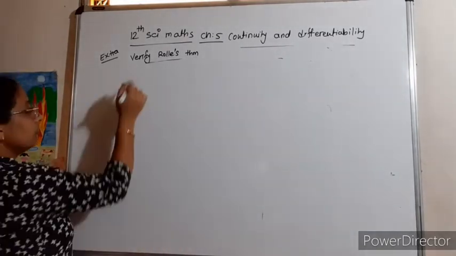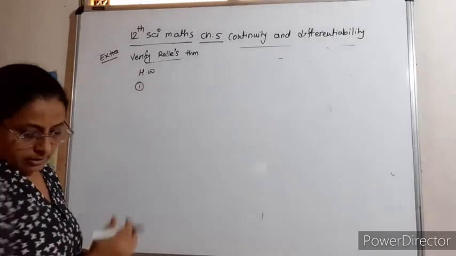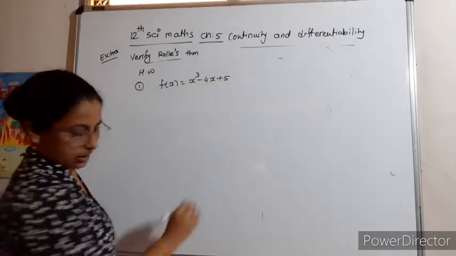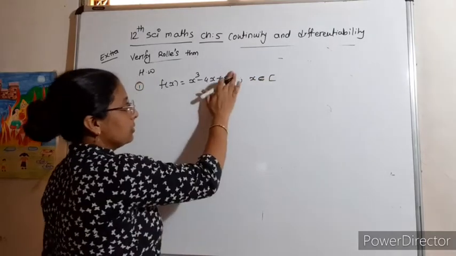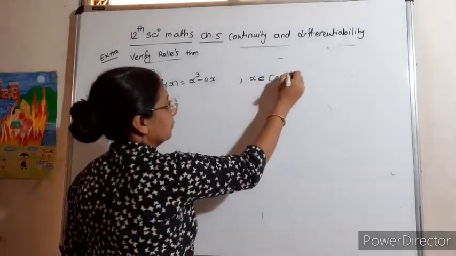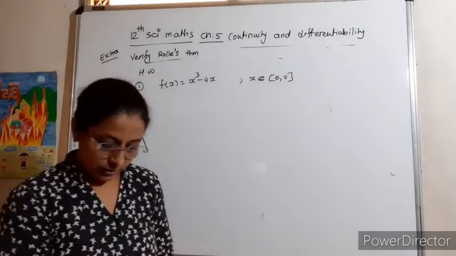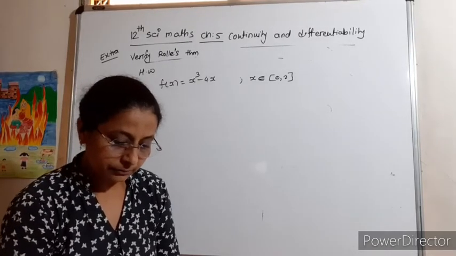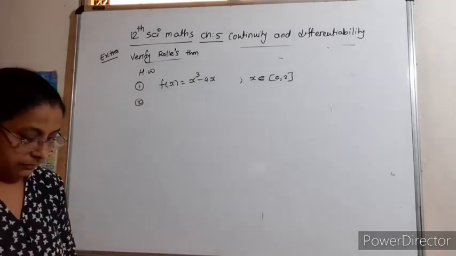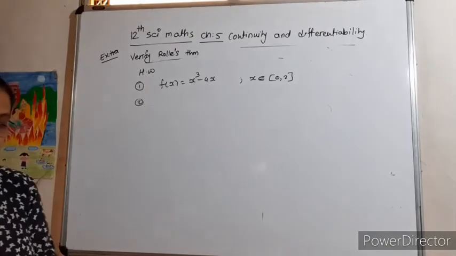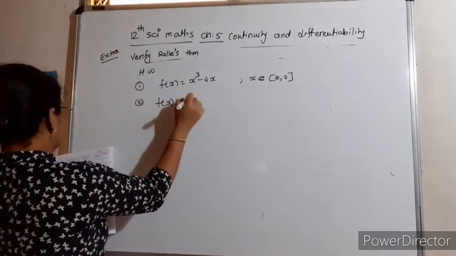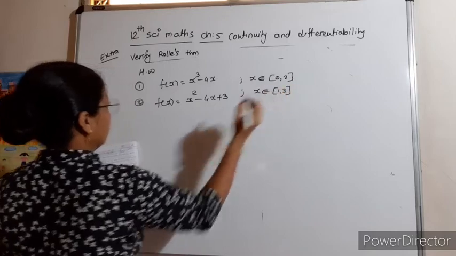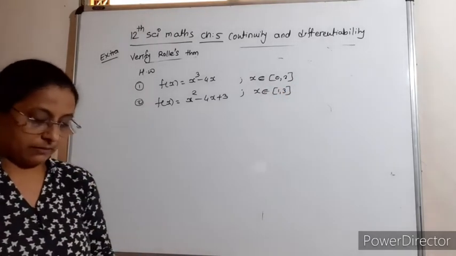Here is first, f x is equal to x cube minus 4x plus 5, where x belongs to 0 to 2. Right? That you have to find the Rolle's theorem and find the value of c. Okay? Then another is f x equal to x square minus 4x plus 3, x belongs to 1, 3. Okay? That again you have to find the value of c.